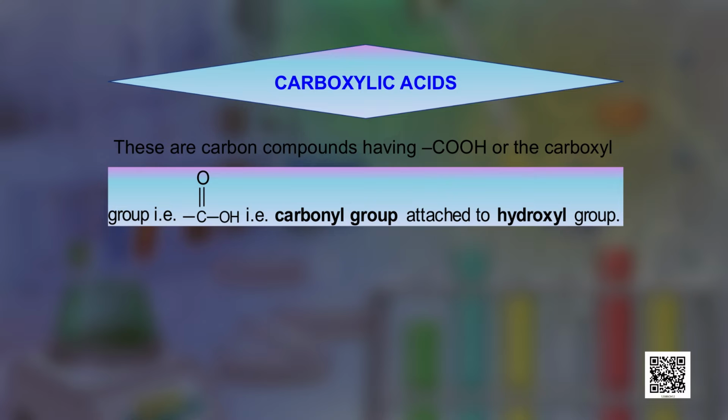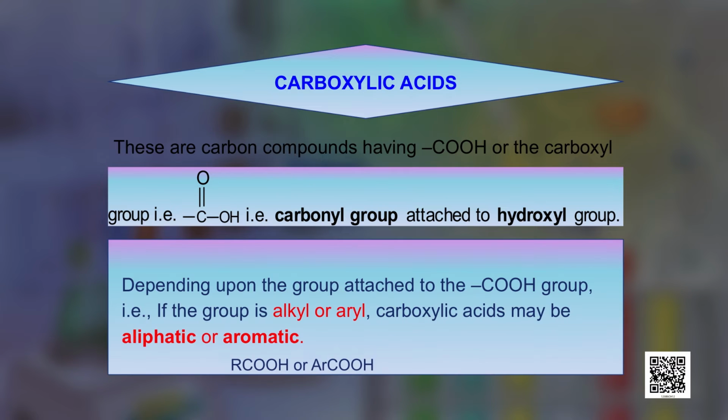These are carbon compounds having a COOH or the carboxyl group in their structure, and depending upon the group attached to the COOH group, that is if the group is alkyl or the aryl, the carboxylic acids are called aliphatic carboxylic acids or the aromatic carboxylic acids, as we can represent them by RCOOH or ArCOOH respectively.